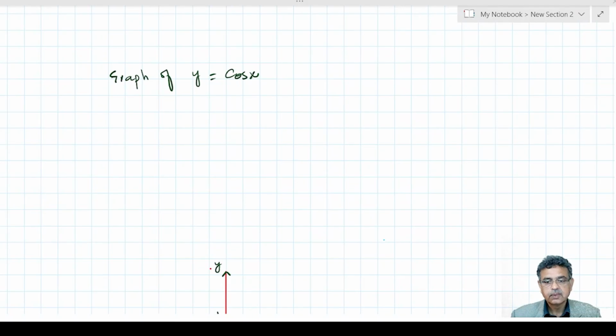Bismillahirrahmanirrahim. Now, our topic is the graph of y is equal to cos x. In the previous video, we have discussed the graph of sin x, and now we will see how we can draw the graph of cos x. So, let's move to the board.